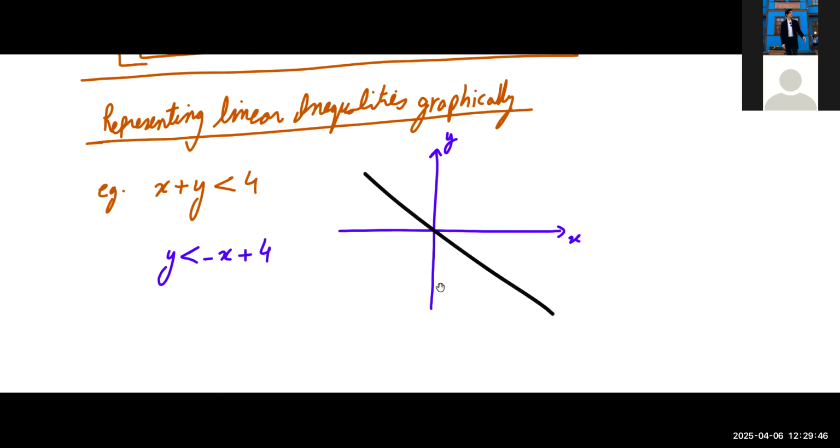Exactly. It looks like that because you have a y-intercept of 4, meaning you have to hit the y-axis at a positive number, and you have a negative slope, which means you have to go downwards. Okay, perfect. Can you also tell me what the x-intercept is going to be?